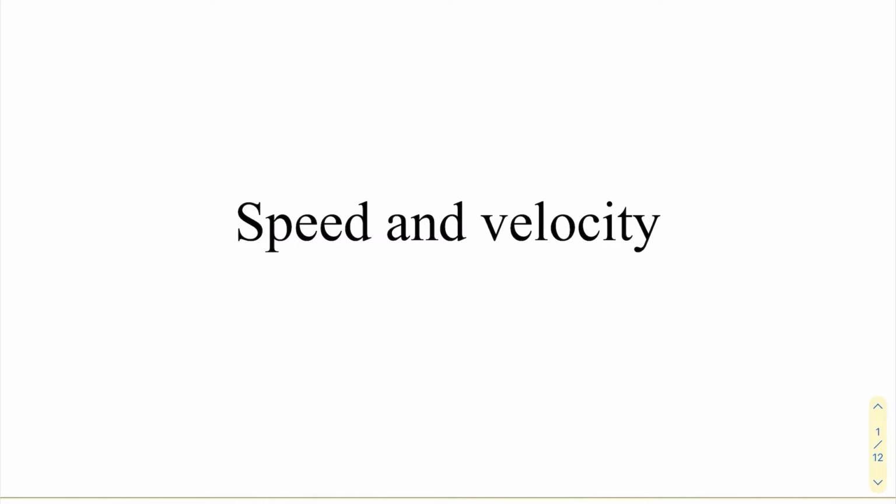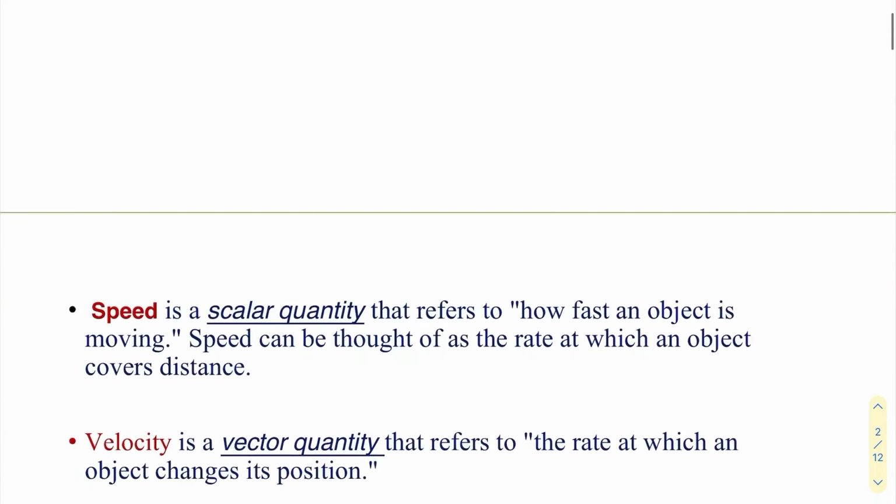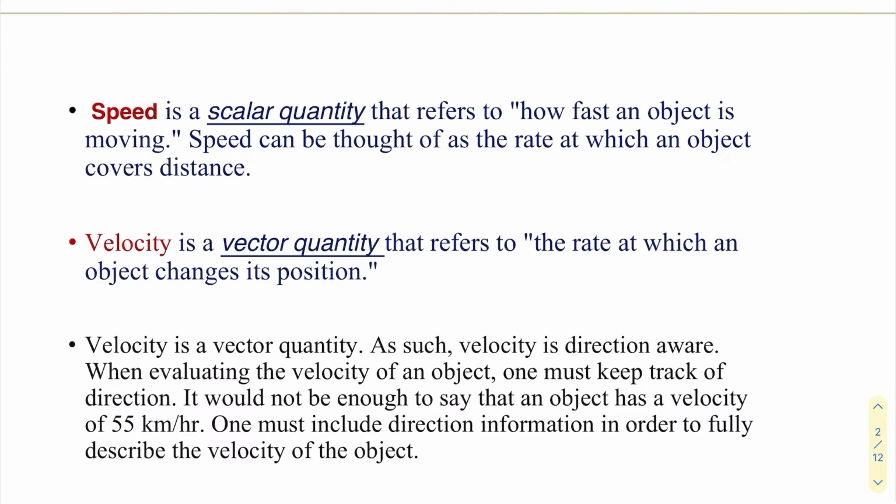In this video, we are going to talk about speed and velocity. Let's begin with defining speed and velocity. Speed is a scalar quantity, whereas velocity is a vector quantity. So speed refers to how fast an object is moving, and it's the rate at which an object covers distance.